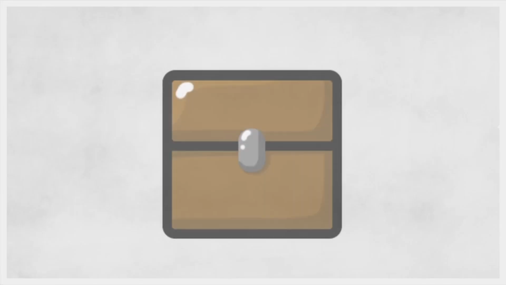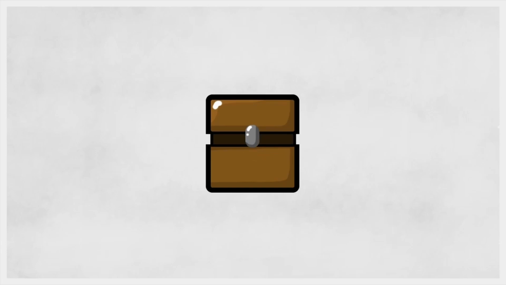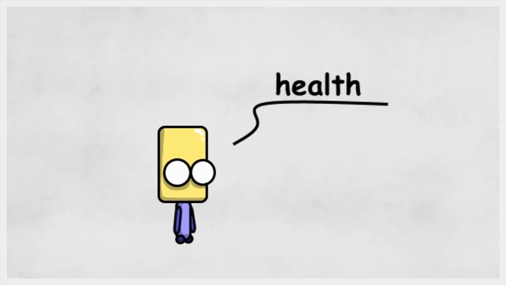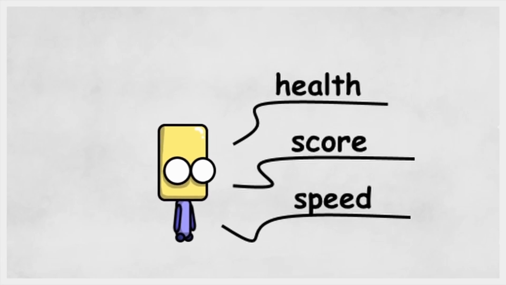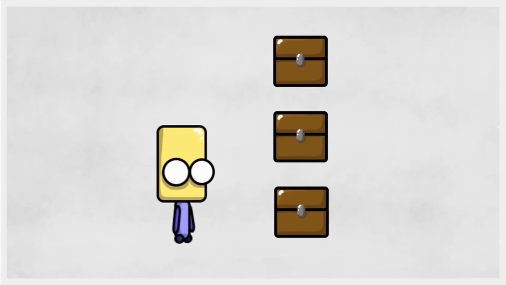What is a variable? A variable is a container of data. Think of it like a box where you store values and you can change the contents of that box whenever you need to. For example, if you want to keep track of your player's health, score or speed, you'd use variables to store and update that data.